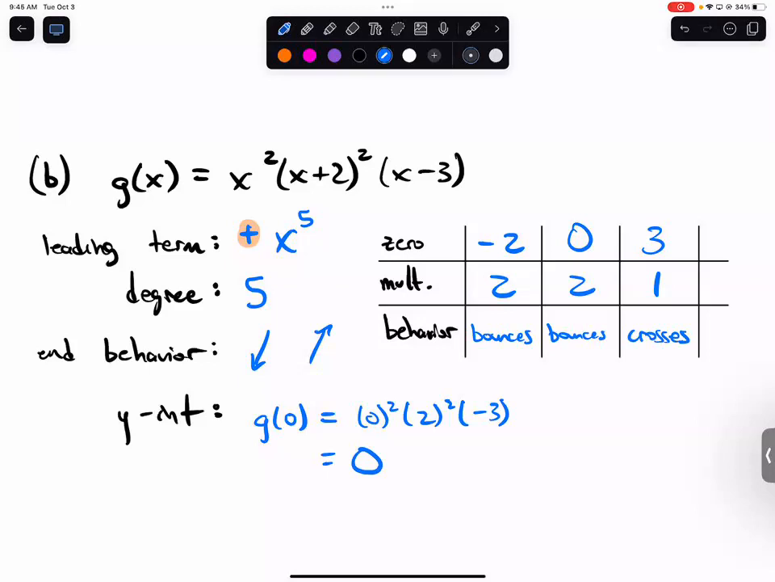Okay, so I need to draw this: -2, 0, and 3. This one's going to bounce off. This one's going to bounce off. This one's going to cross straight through. So something like that. Notice that apart from finding the y-intercept, I didn't do anything to figure out how tall these are, what the y values are. I'm just looking for the end behavior and this little strip near the x-axis: crossing or bouncing off in the right places. So that puts a lot of these skills together.